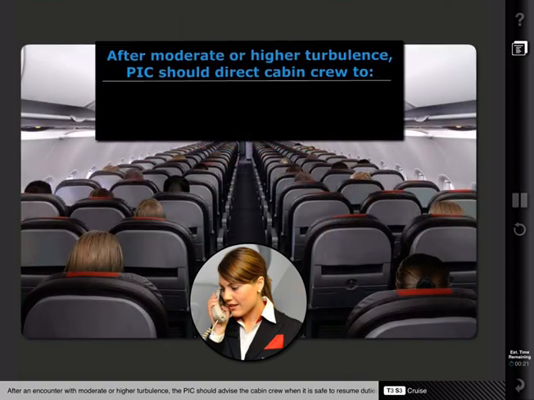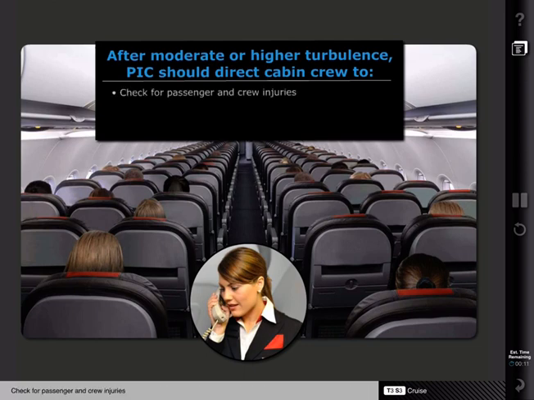After an encounter with moderate or higher turbulence, the pilot in command should advise the cabin crew when it is safe to resume duties, and direct them to check for passenger and crew injuries, administer first aid if necessary, and check the cabin for any damage.